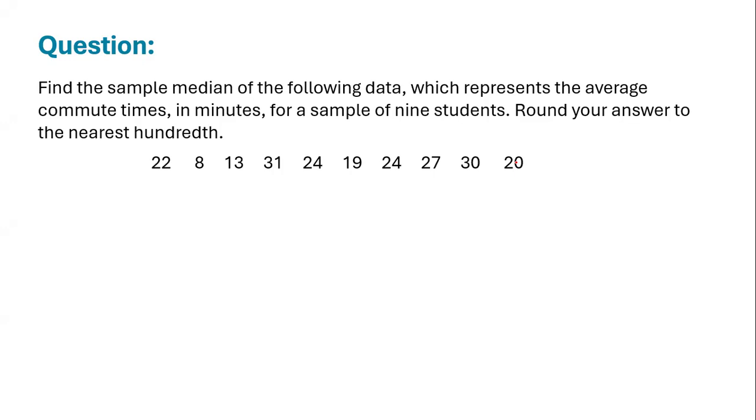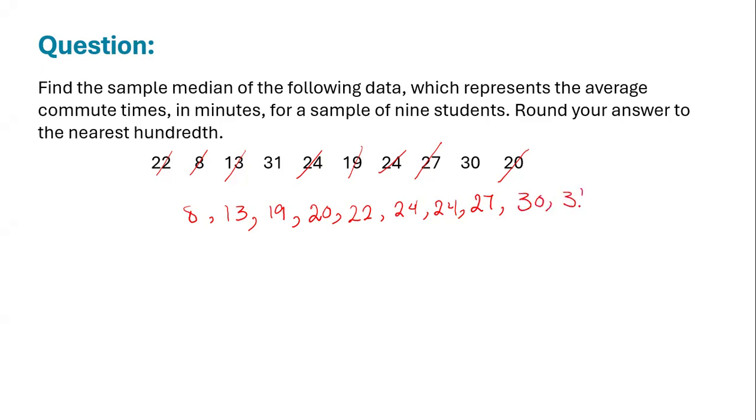So let's put the numbers in order. The smallest number is 8. Then we have 13. We have 19, 20, 22 first, and then two 24s. Then 27, a 30, and a 31. 1, 2, 3, 4, 5, 6, 7, 8, 9.